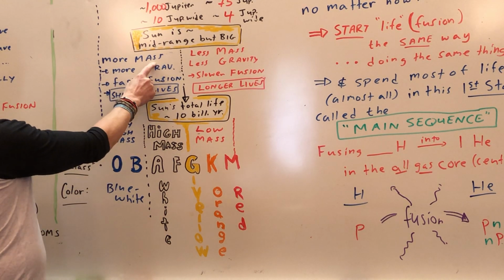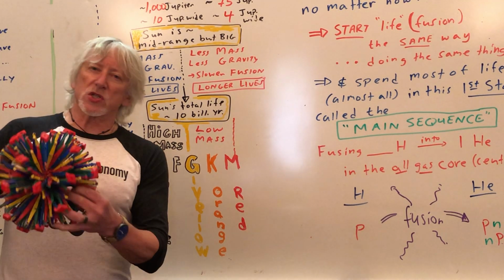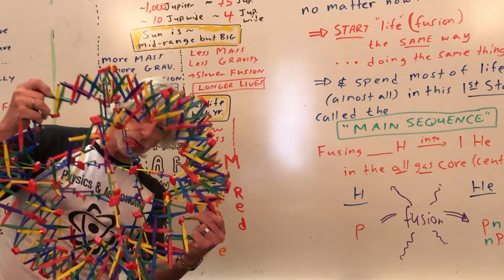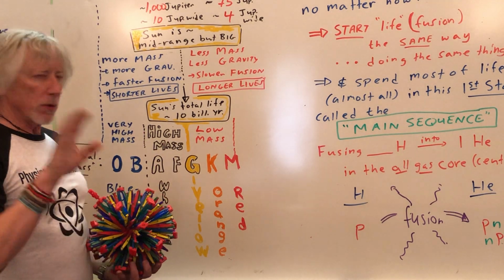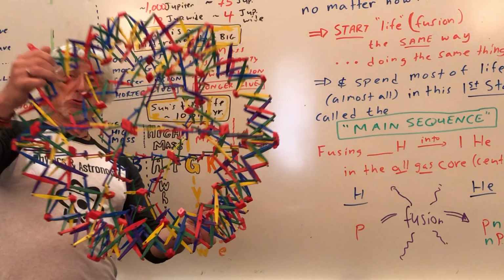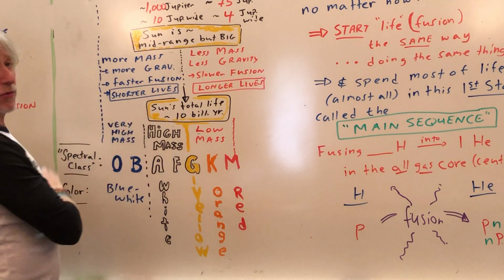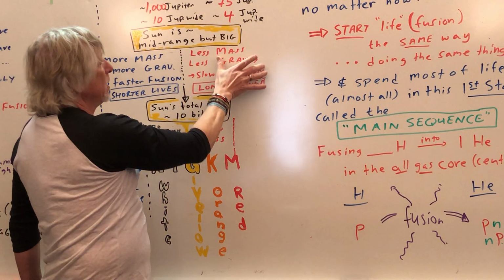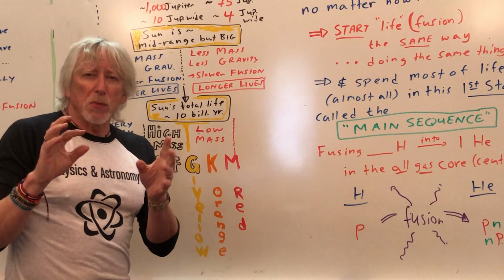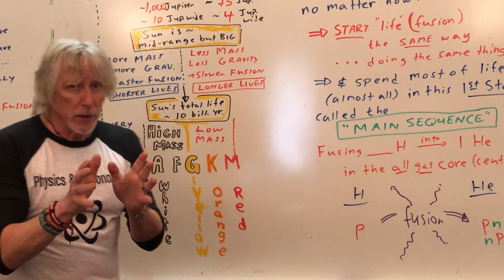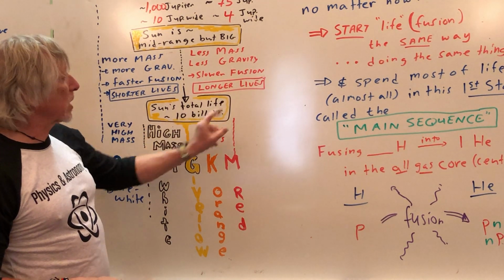If you have more mass, you're going to have more gravity, so you're really going to squeeze those protons together, and you're going to have shorter lives. Whereas if you have less mass, you're going to have less gravity and slower fusion, kind of a smoldering fire. But it's not burning. It's fusing. Slower fusing and longer lives.